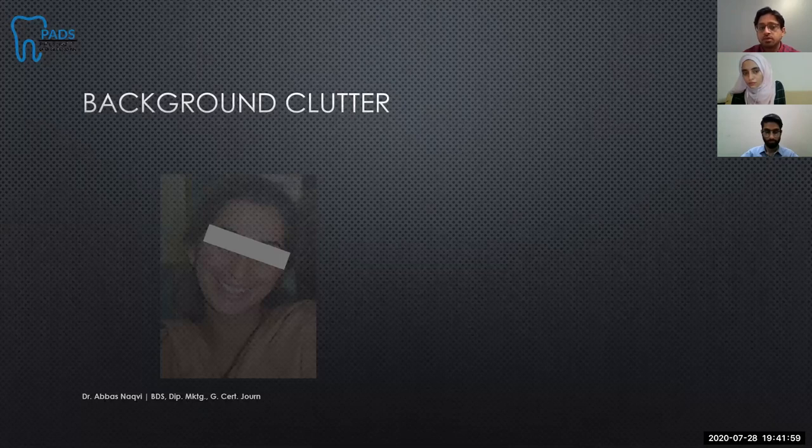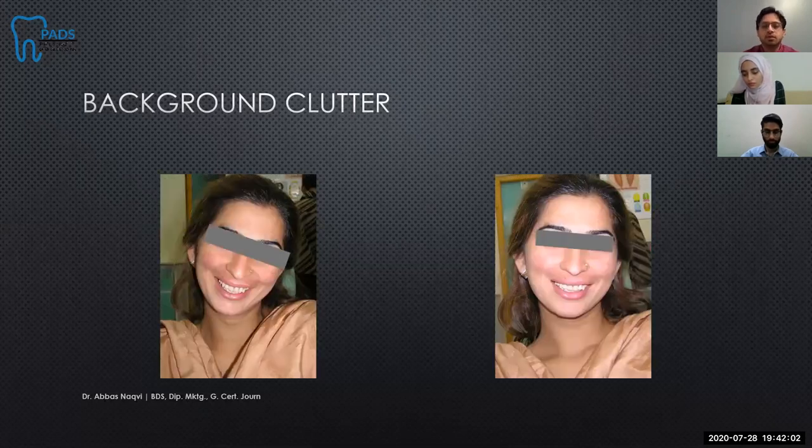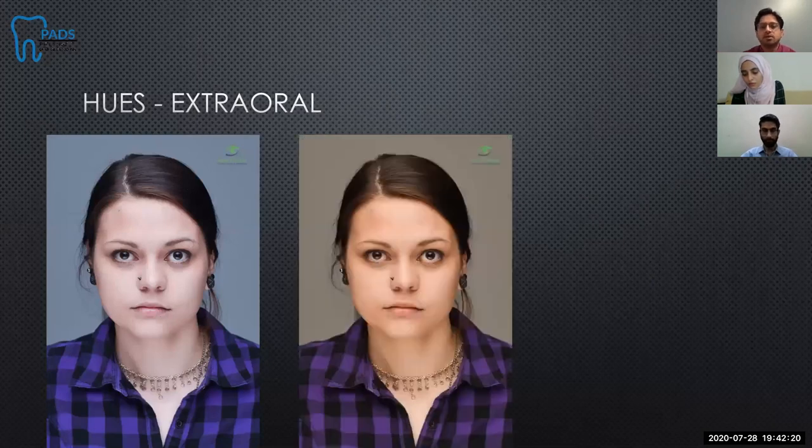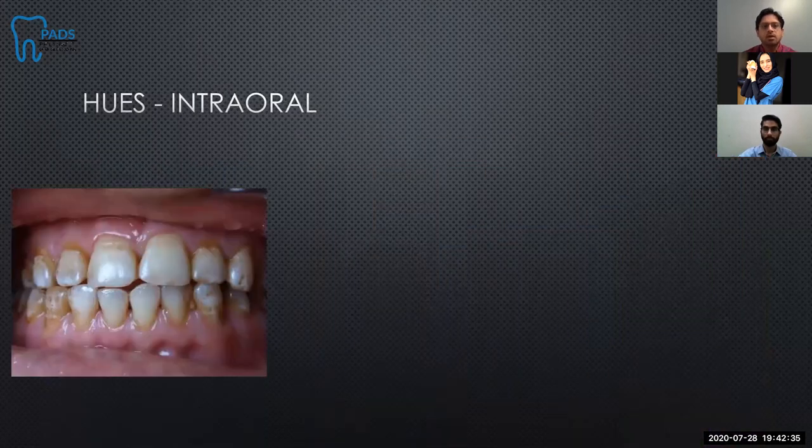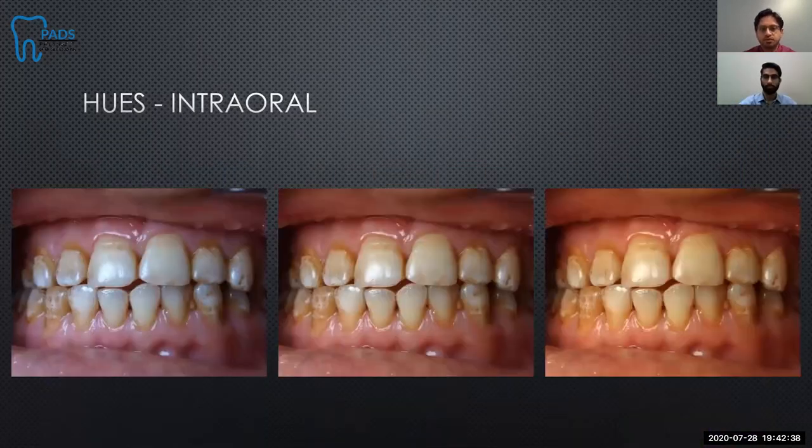Hues. If you just see this photograph in isolation, you might not be able to detect that this has a predominant hue of some sort. But when you compare it with a neutral photo or one that has an orange hue, you can see that the one on the left has a blue hue and the one on the right has an orange hue. So these predominant hues need to be corrected. These photos need to be corrected for their color rendition. Here is an intraoral example of how these hues impact your image and its colors.